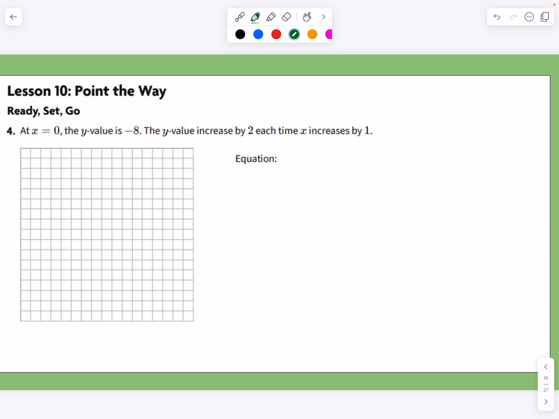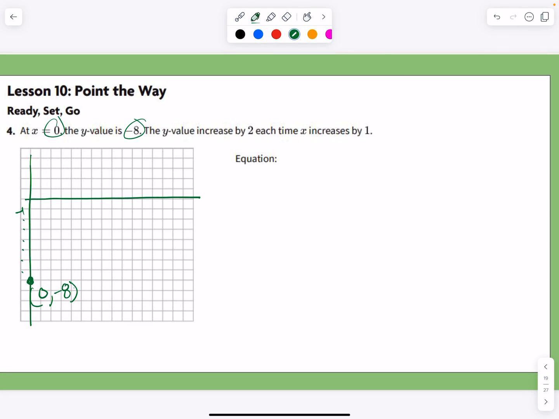All right, number 4. x equals 0 and y is negative 8. So we're going to start down here. Actually, let's go ahead and erase that line real quick. Let's make it a little bit higher up. So we have negative 1, 2, 3, 4, 5, 6, 7, 8. So here's our first point at 0, comma, negative 8.